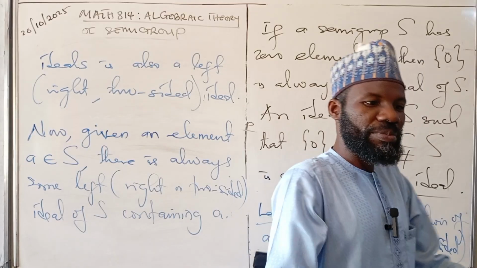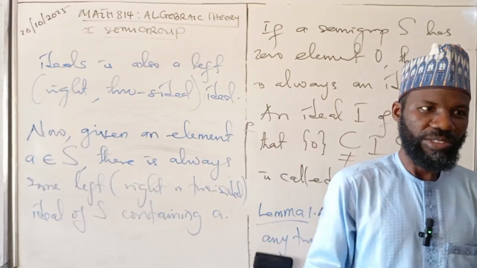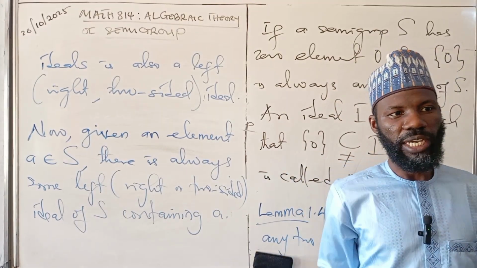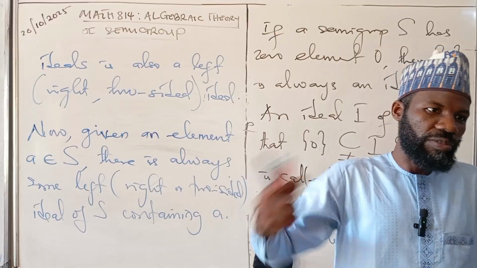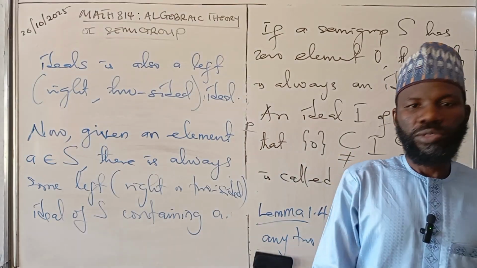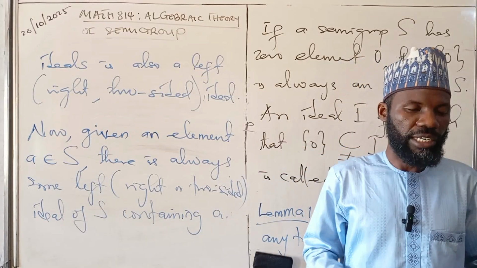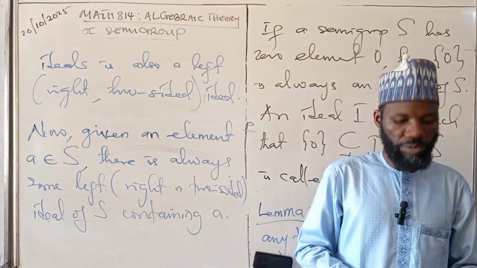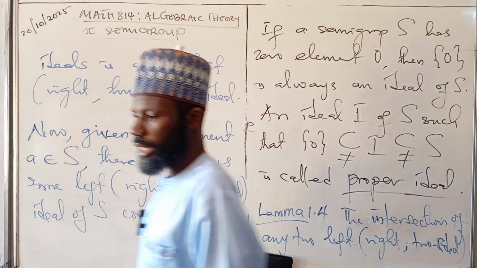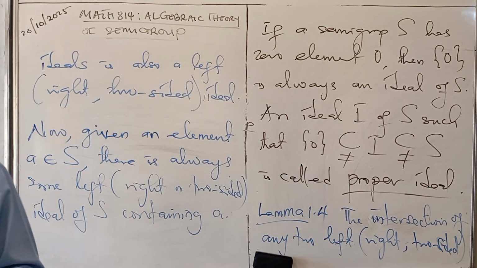The entire semigroup is always a left ideal. It's always a right ideal. It's always a two-sided ideal. And the element is coming from it. Everything is from it. So every element of the semigroup always belongs to at least one ideal, namely the entire semigroup. Is that okay?